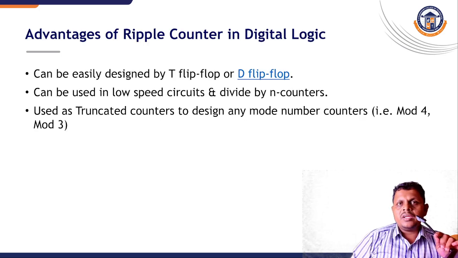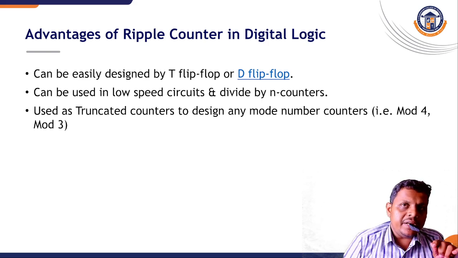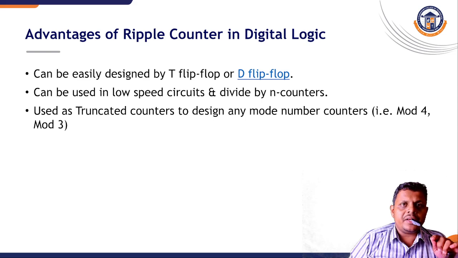Next, the advantages of the ripple counter in digital logic. A ripple counter can be easily designed using T flip-flops or D flip-flops. It can also be used in low speed circuits and divide by n counters, and it is used as truncated counters to design any mod number of counters, such as mod 4, mod 3. So any number of counters can be designed using ripple counters.